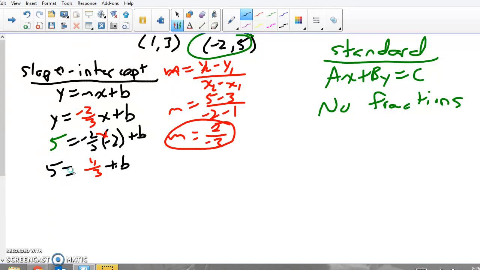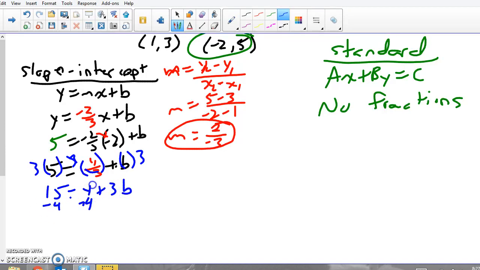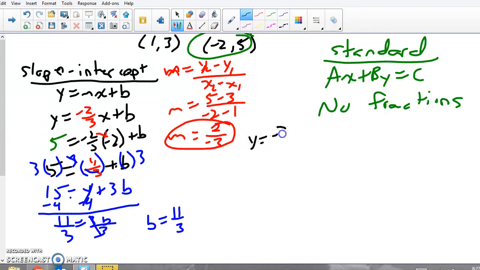Okay, if we don't want to deal with the fraction, we're going to multiply everything by 3 to get rid of that fraction. That gets rid of that fraction, so that goes away. We got 15 is equal to 4 plus 3b. So we're going to subtract 4, and we get 11 equals 3b. Divide by 3. So b is equal to 11 over 3. So we have our equation, y equals negative 2 over 3x plus 11 over 3.